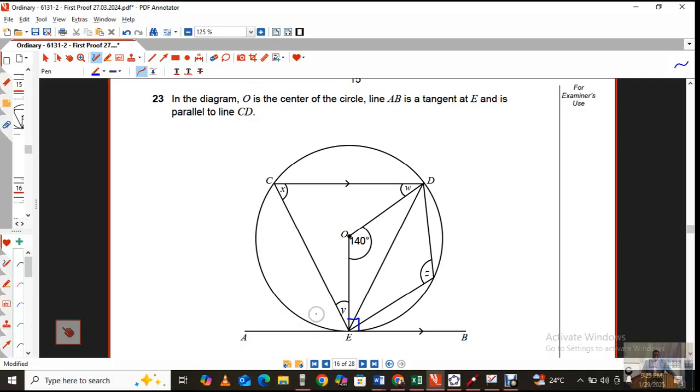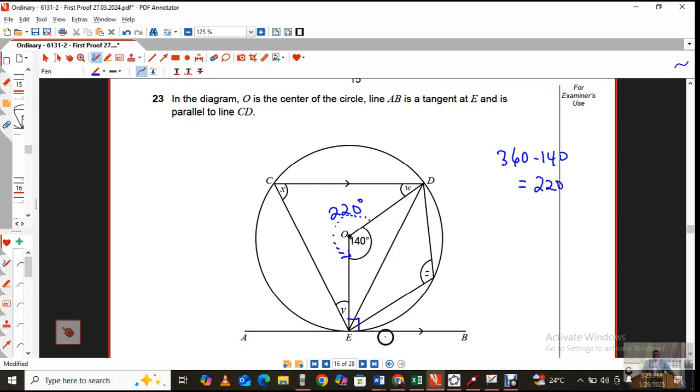Let me first see what I can calculate just from the drawing over there. If this is 140, this whole thing here is supposed to be a revolution. So if I say 360 minus 140, I will get 220. So this part here, all the way there, is 220 degrees.